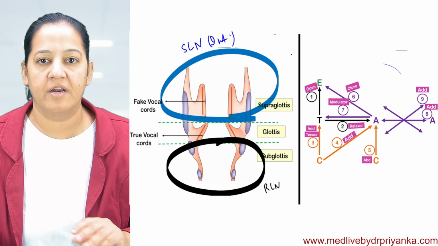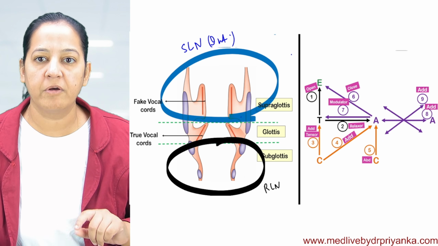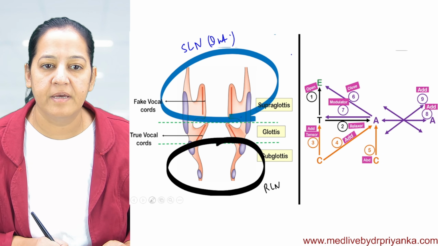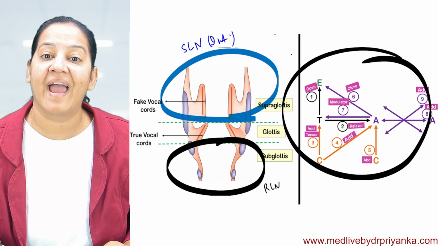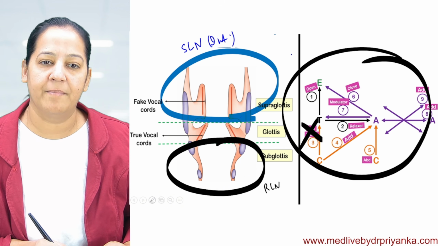Now come to the motor function. There are a total of 9 muscles in front of you. Out of 9, which one is supplying what? Out of the 9, 8 of them are supplied by RLN, except cricothyroid. The remaining are supplied by RLN.